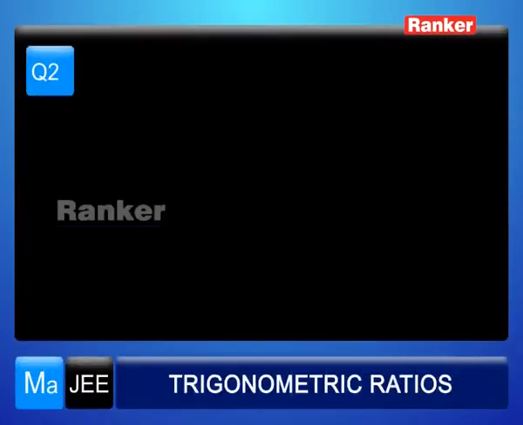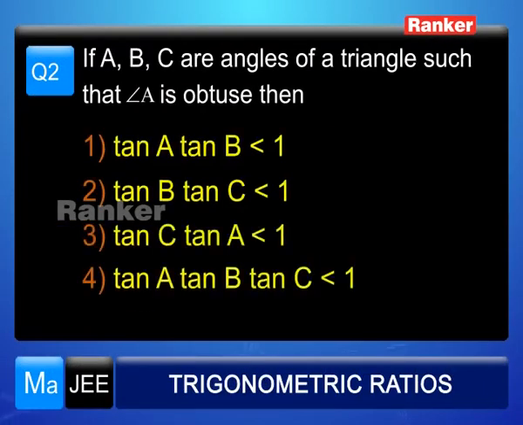Question number 2. If A, B, C are the angles of a triangle such that angle A is obtuse, then first option, tan A into tan B is less than 1; second option, tan B into tan C is less than 1; third option, tan C into tan A is less than 1; fourth option, tan A into tan B into tan C is less than 1.